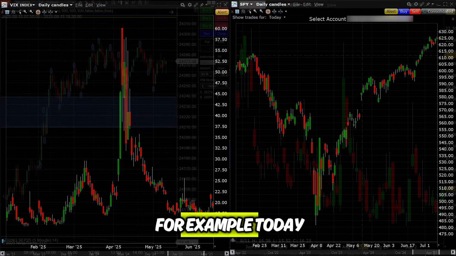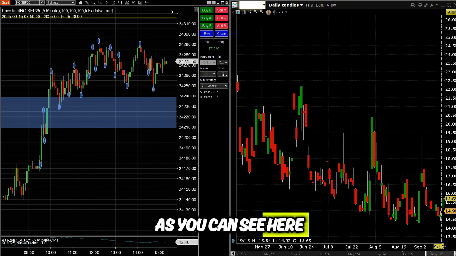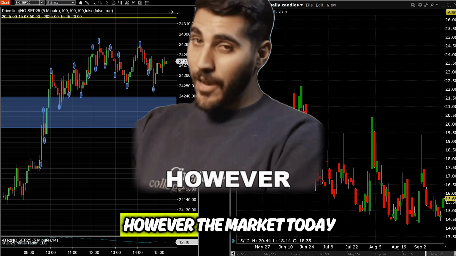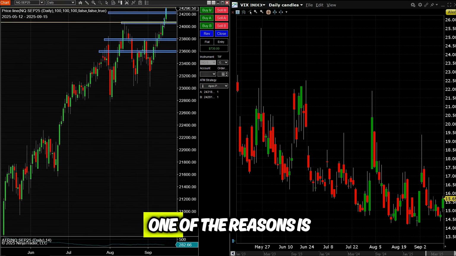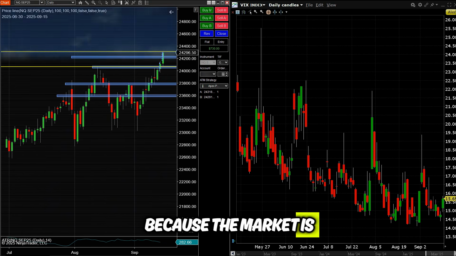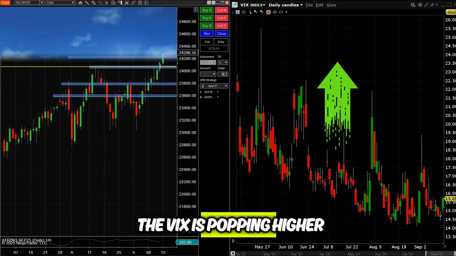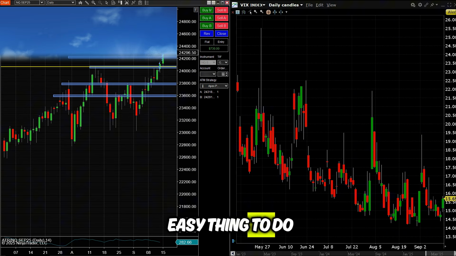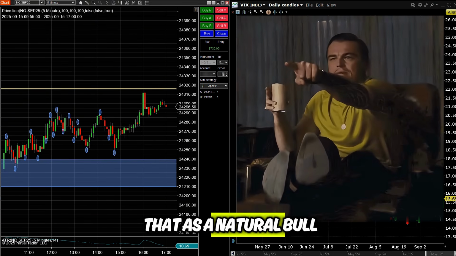For example, today, the VIX was actually on a daily breakout. As you can see here, it went from 1498 and popping into the 1570s. However, the market today could not sell to the downside. One of the reasons is because the market is on a blue sky breakout. So sometimes, even when the VIX is popping higher, shorting a blue sky breakout is not an easy thing to do.